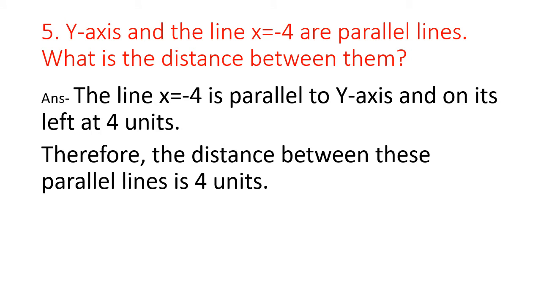The line x is equal to -4 is parallel to the y-axis and it's on its left. So if it is on the left, children, yes, it is on the left. And why is it on the left? Because the equation is -4. So the -4 point is on the left side. So what will be the distance of it from the y-axis? From 0 to -4, the distance is going to be 4 units. So we write down, therefore the distance between these two parallel lines is 4 units.